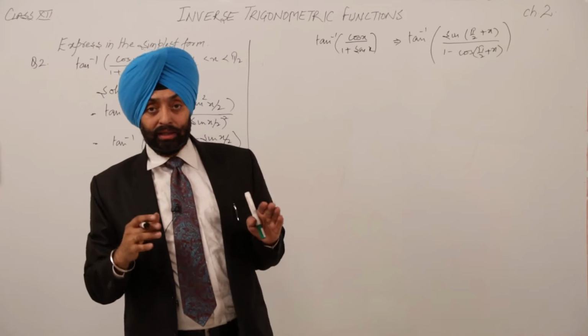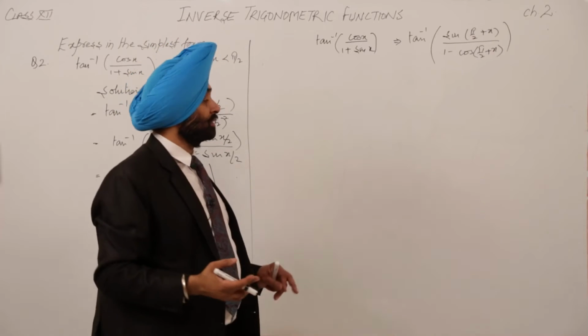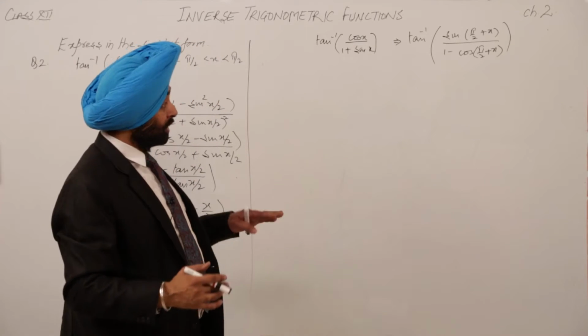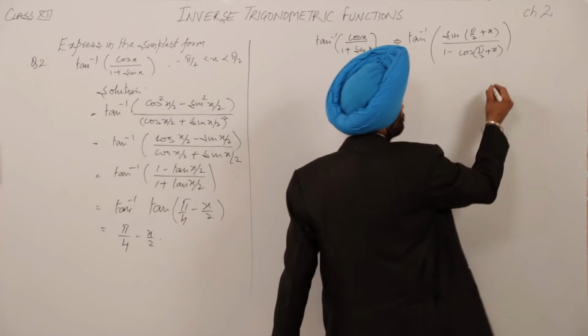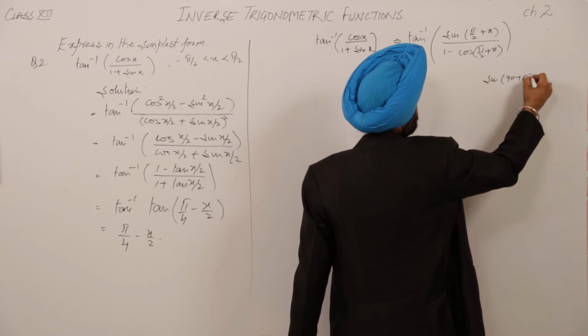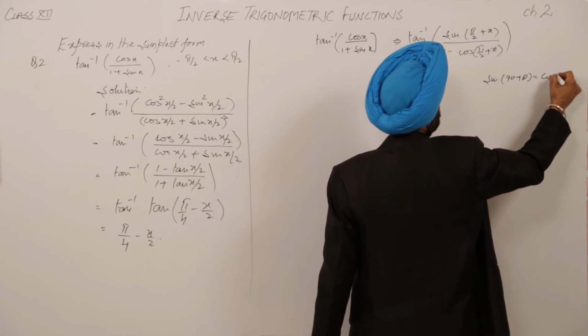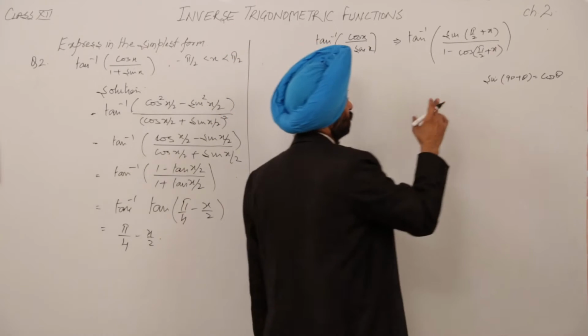Sin 90 minus theta is what? Cos theta. Cos 90 minus theta is what? Sin theta. But here I have taken plus. So what I have taken? Sin 90 plus theta. 90 plus theta is what? Cos theta. Now sin falls where? In the second quadrant. So it is positive only.